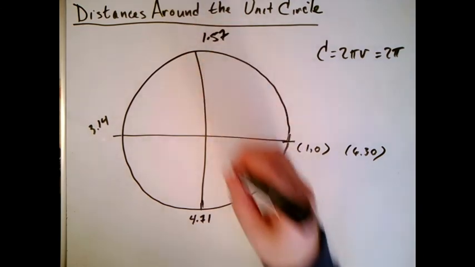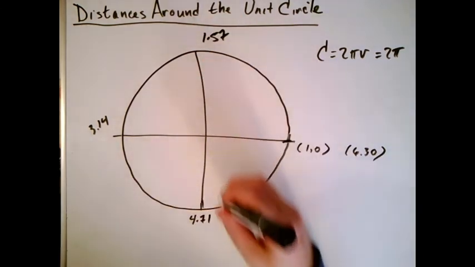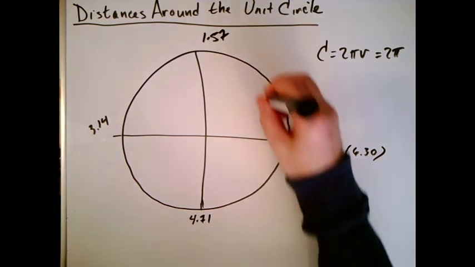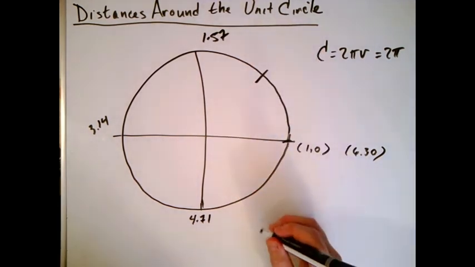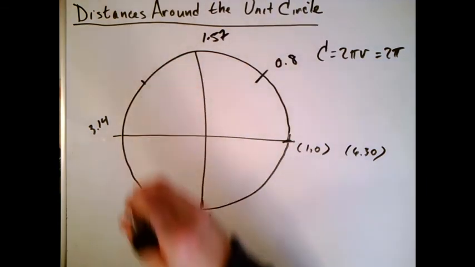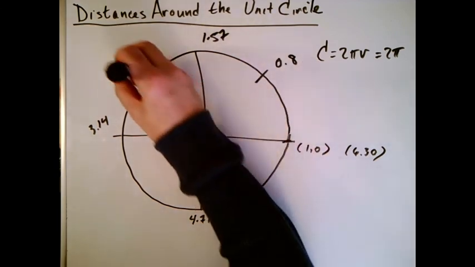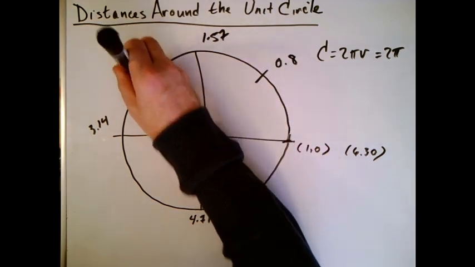The top is about 1.6. The very beginning is about 0. We're going counterclockwise just like we do with degrees. So half of that is about 0.8. If I go halfway into the second quadrant, I have my 1.6 plus my 0.8. That gets me to about 2.4.